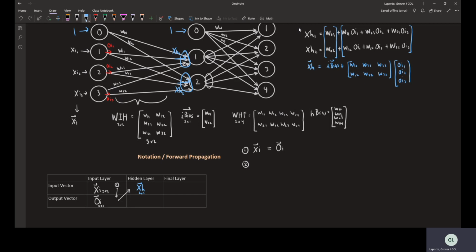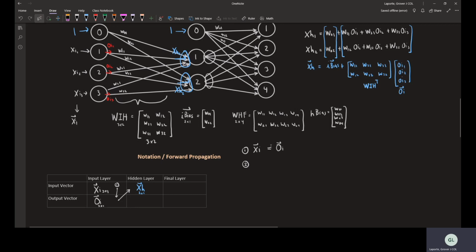Then we want to have this as, well, how is this related to WIH? Because that's not the matrix WIH, but if you come back over here and look at it, it's just the column has become the row, and this column has become the second row. So that's called the transpose. So it's the transpose of the matrix, and this is the OI vector.